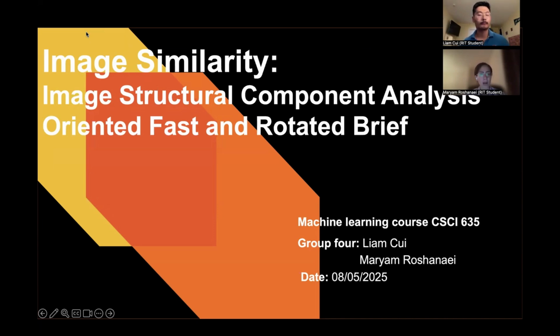Hi everyone. For our final project, we explored different approaches for measuring image similarity. We worked with a feature-based method using ORB and a structural approach called image structural component analysis, or ISCA.